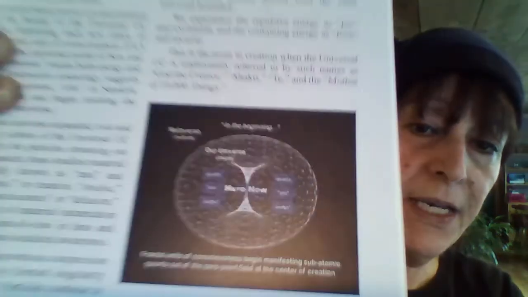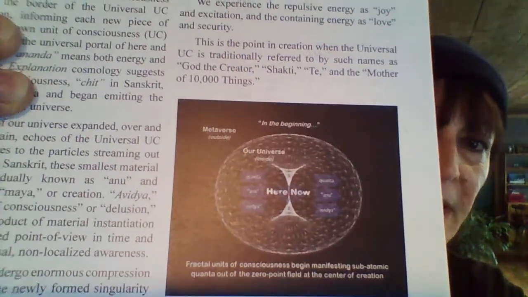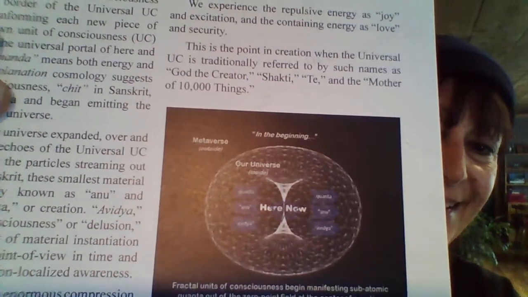Last paragraph. This is the point of creation when the universal unit of consciousness is traditionally referred to by such names as God the Creator, Shakti, Devi, and the Mother of 10,000 Things. Because now you see, it's no longer potential, it's creation, and this is why it is now the creative phase of God. And on this page is a diagram showing the Anu, the joy, and whatnot exploding out from here and now. And that was page 5.